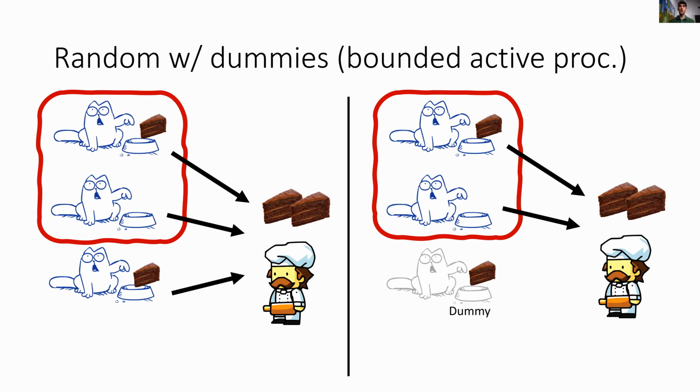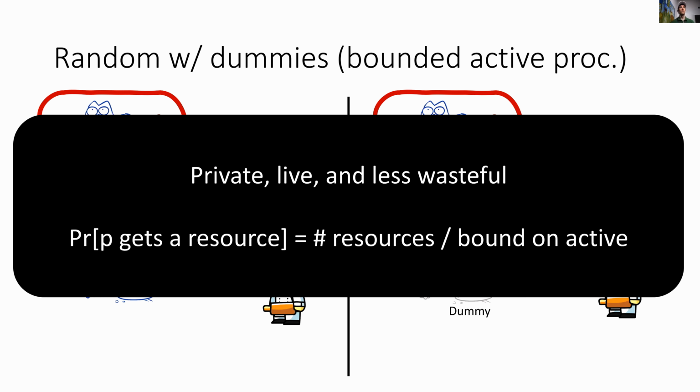If we make a more realistic assumption, which is that the number of active processes is bounded, then we can construct an allocator that simply pads the number of processes with dummies and then allocates resources uniformly at random among all the processes, including dummies. If a dummy gets a resource, then the resource is basically wasted. The idea here is that, suppose the bound is 3. It doesn't matter which of these two universes you're in, there are always going to be 3 processes, and so the distributions are going to be the same. And again, this allocator is also live because if the bound on the number of active processes is polynomial, then the probability that a process gets a resource is going to be non-negligible.